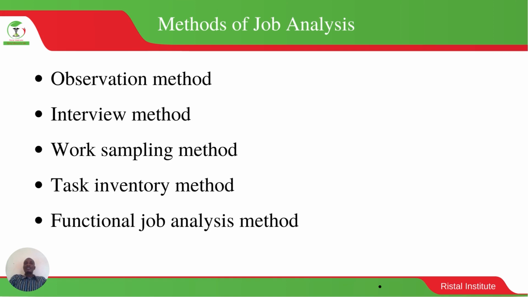Then the next one is the work sampling method. With the work sampling method, employees are placed on the job. They're doing the job as you look at how they are doing it, the tasks they're doing. That is under work sampling method. Actually, here you put the people to work as you record the tasks they are doing. Then also we have the task inventory method. Under the task inventory method, the job analyst lists all the tasks to be done, then reviews them one after the other in order to get the information he or she is seeking.